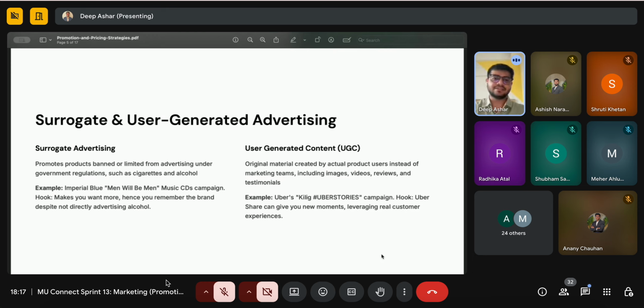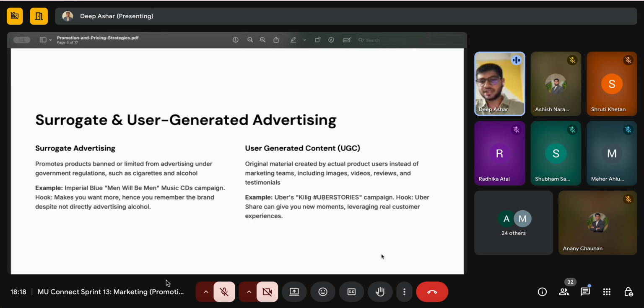He won't be asking that in the exam, but how do you use a differentiated product to drive awareness for your core product, which is not allowed to directly advertise? Usually, cigarettes, alcohol, and sex toys are some examples that are there.